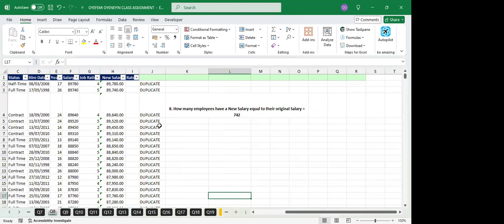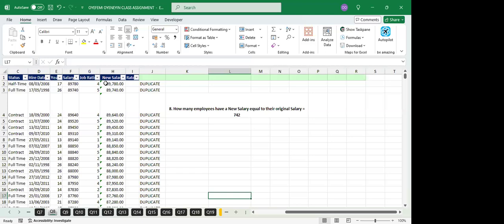Now, you remember there is a question that I said compare the new salary and old salary, right? There's a particular question that I asked: compare the new salary and old salary. Let's see the difference between the new salary and old salary. Do you remember? Yes, I remember that question.